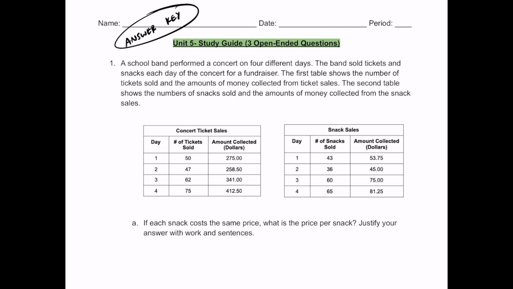A school band performed on 4 different days, and the band sold tickets and they also sold snacks each day at the concert for a fundraiser. The first table shows the number of tickets sold and the amounts of money collected from the ticket sales. That's right over here, okay? And then the second table shows the number of snacks sold, and the amount of money collected from the snack sale. So that's this second table over here. So we have our tickets to the left and our snacks to the right.